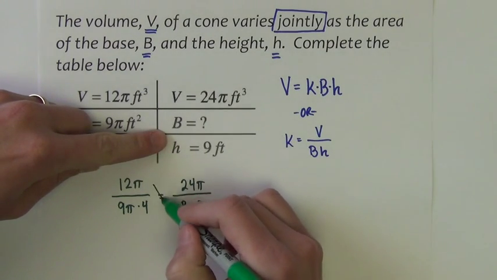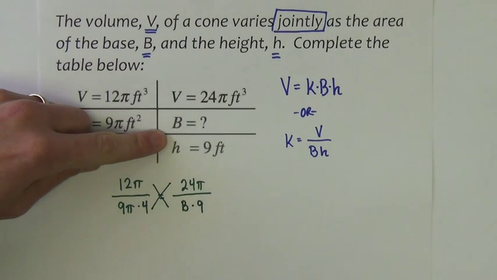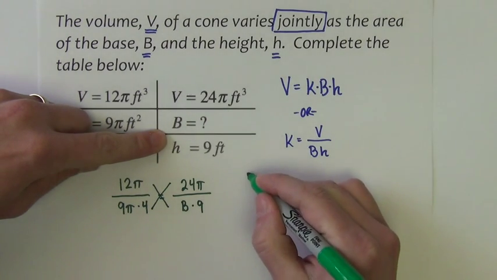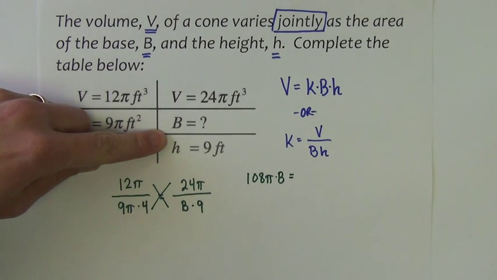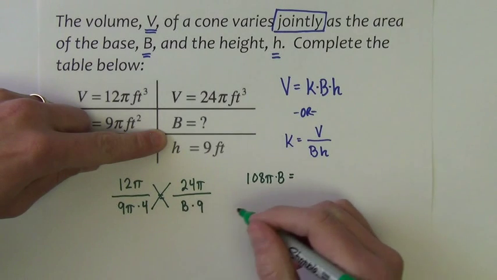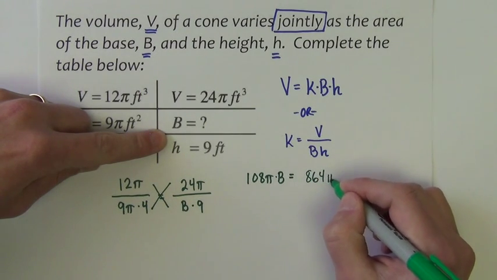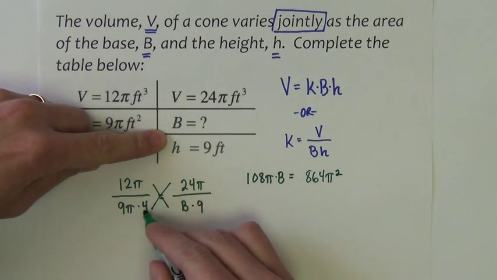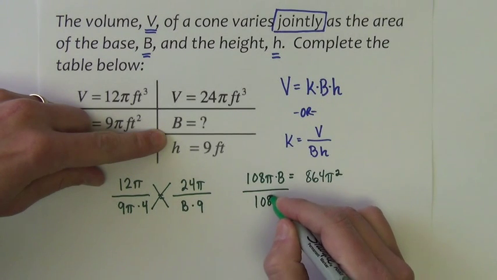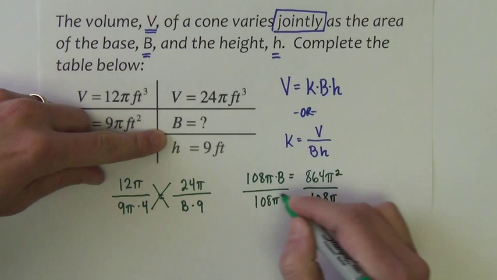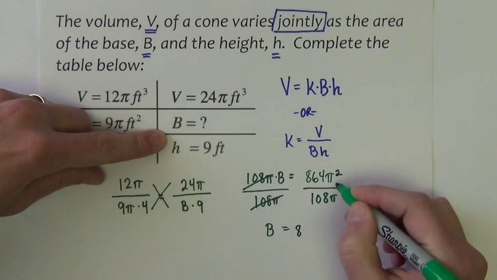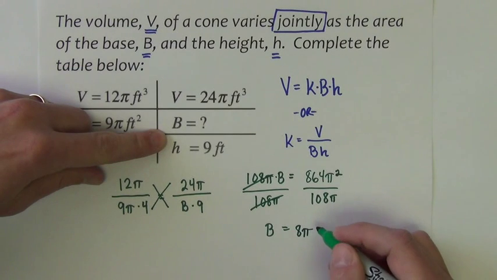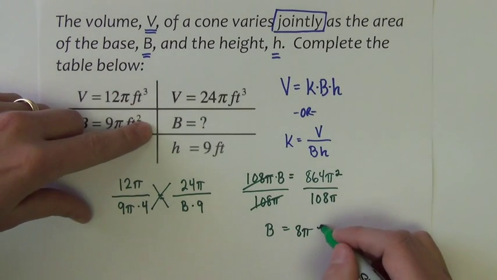Okay, so we'll cross multiply. That's going to be 12 times 9 is 108, so I'll have 108 pi times B equals, and I need to do 24 times 9 times 4 on the other diagonal. I get 864 pi squared. Notice there's a pi times a pi here, pi squared. Divide both sides by 108 pi. That gives me B by itself. 864 divided by 108 is 8. Pi squared divided by pi is pi. And the units of the problem are in feet.